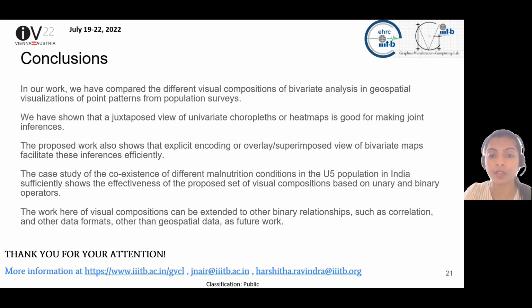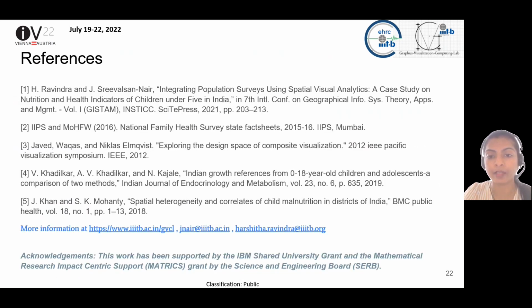We acknowledge the support of the IBM Shared University Grant and the Mathematical Research Impact Centric Support Grant by the Science and Engineering Research Board, and above are the references for the paper.